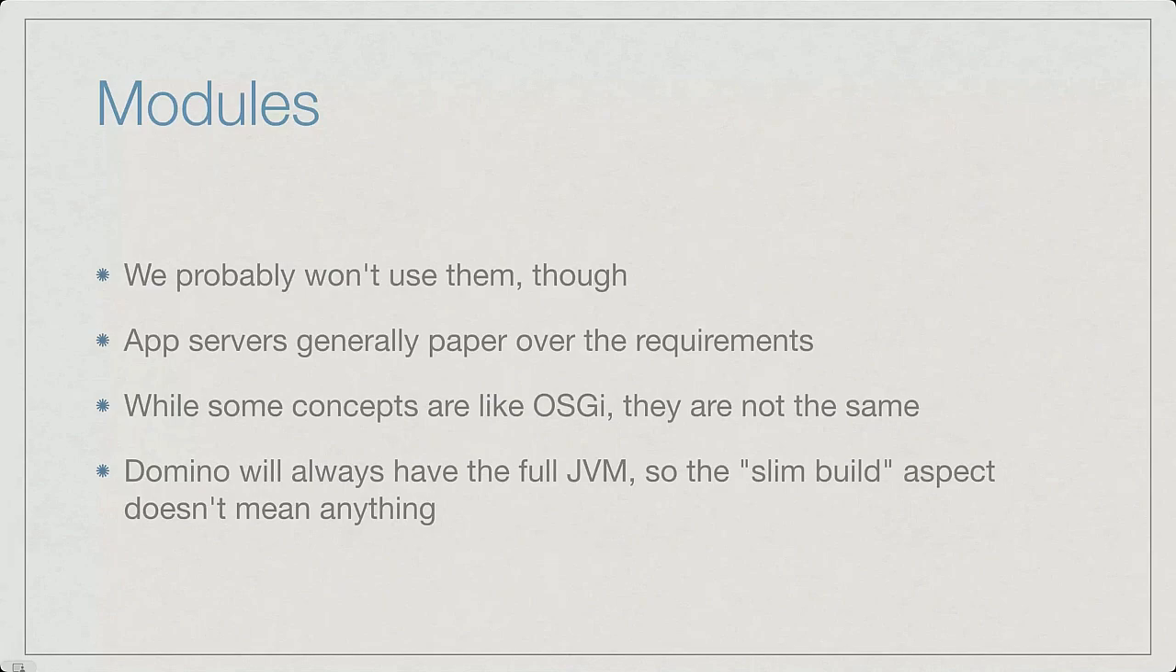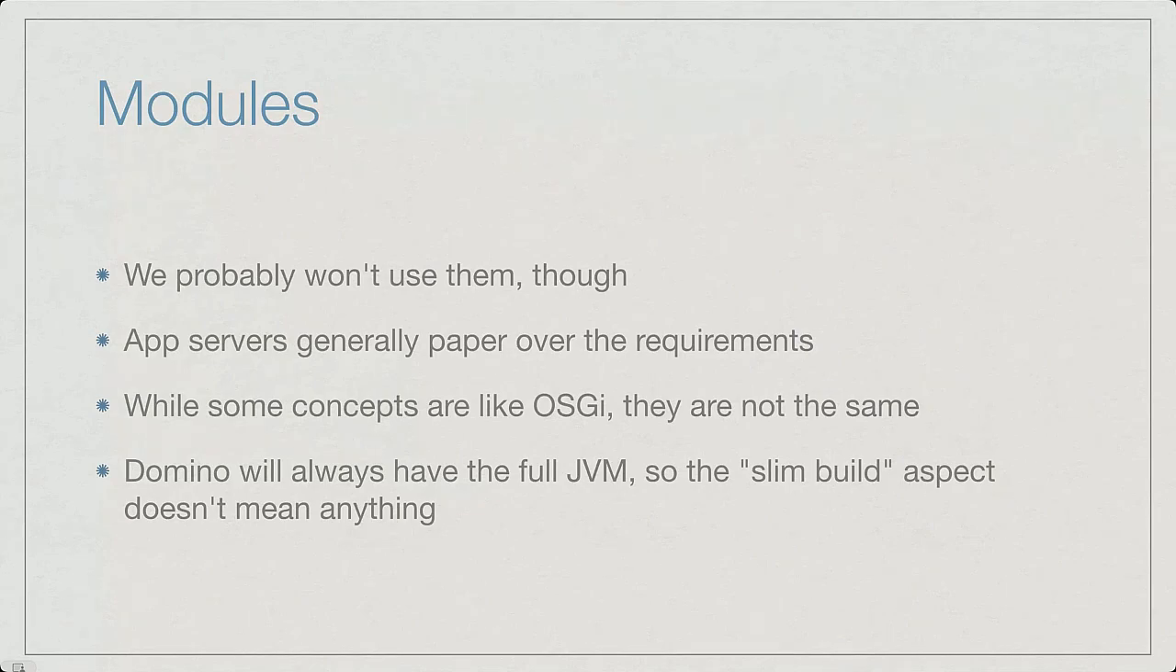App servers generally paper over the requirements because it's not important. The app server itself cares, but your app just has its dependencies. The app server provides what it does. And in this case, Domino is exactly like other app servers in this way, where it just provides you what it provides. You don't have to care why. So modules in this case are sort of an implementation detail.